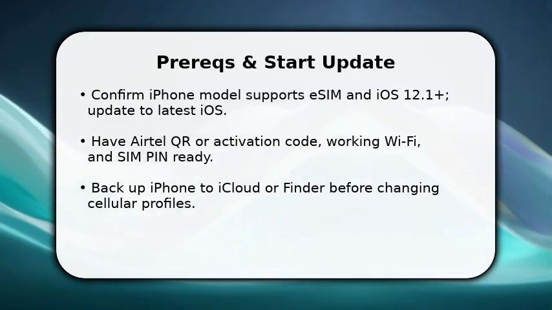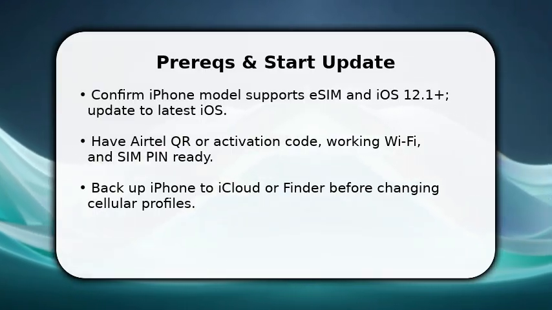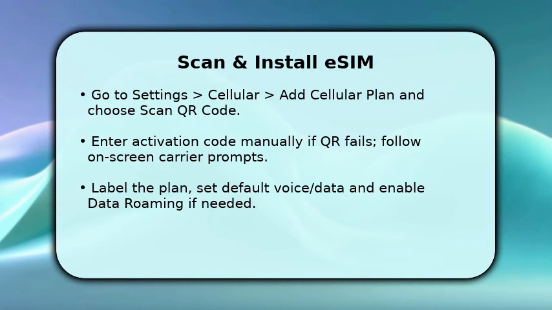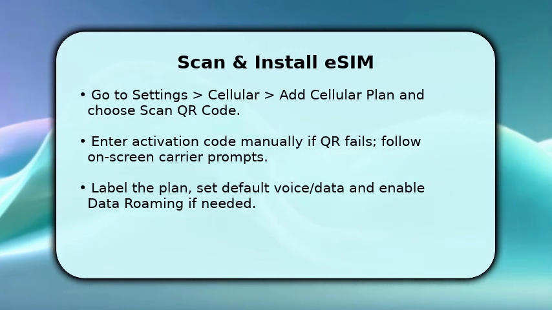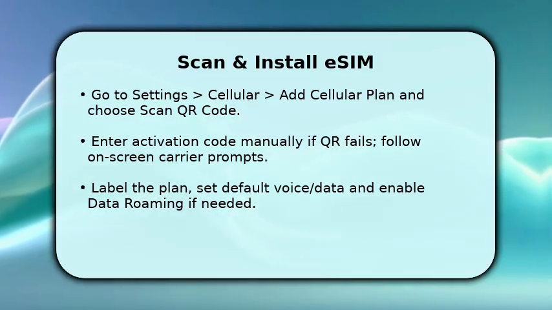Retrieve the Airtel QR or activation code from SMS or the Airtel app and note your SIM PIN. Open Settings immediately and tap Cellular to start adding a new eSIM profile. This first action begins the update process, and you now scan or enter the Airtel activation details to install the eSIM.